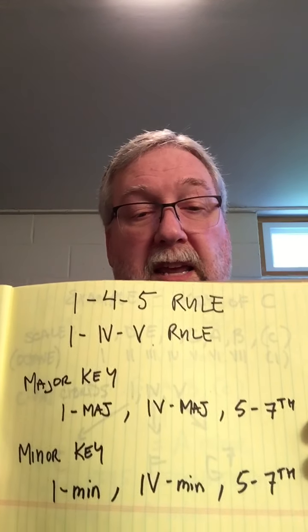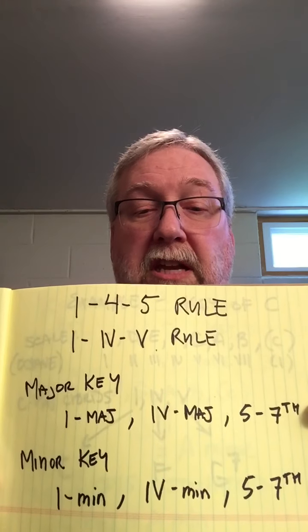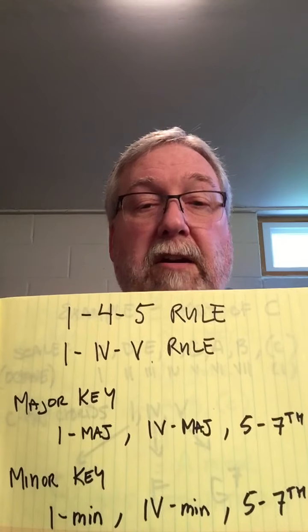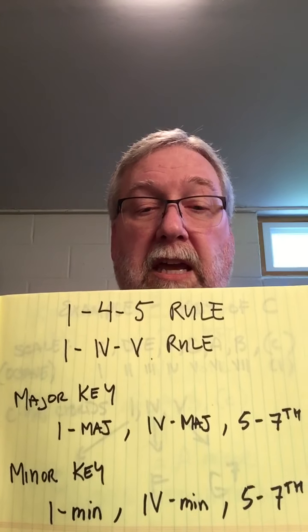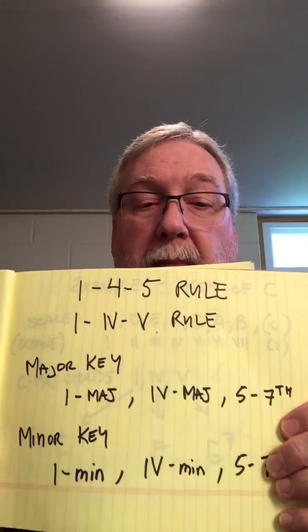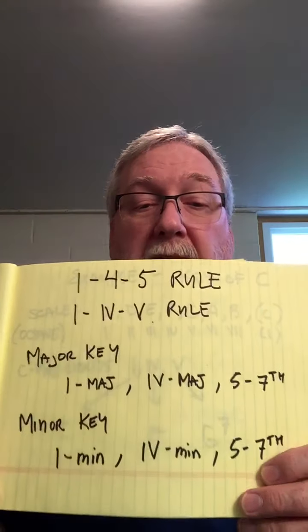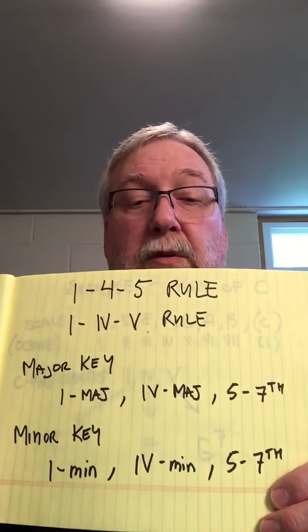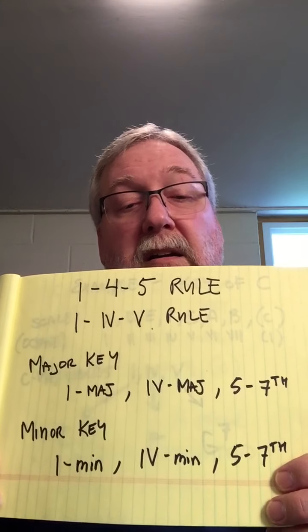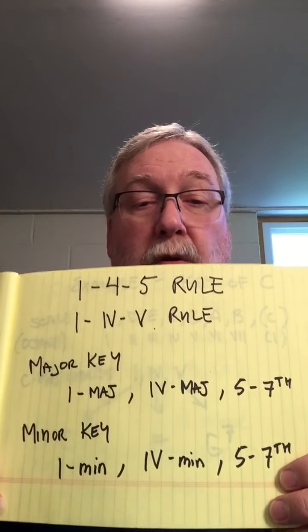But the main thing to get off this particular page of my notes is that both the major keys and the minor keys follow this same simple rule. To figure out the chords in that particular key, you just remember 1, 4, and 5. For major keys, it's going to be the 1 major, the 4 major, and the 5 7th chord. And in minor keys, it's going to be the 1 minor, the 4 minor, and the 5 7th chords. So let's think about a particular example.